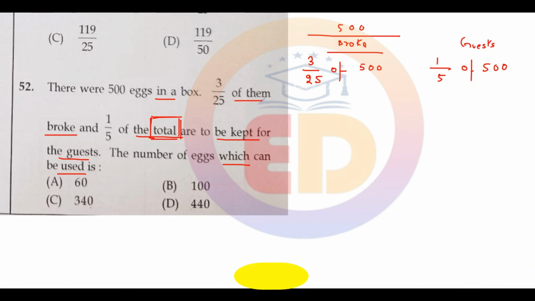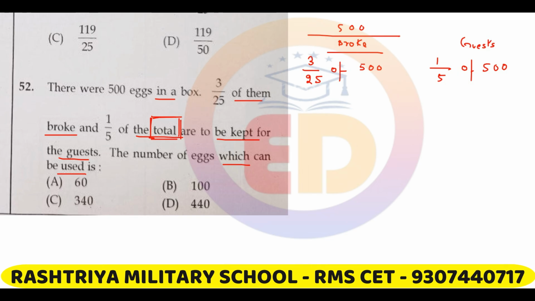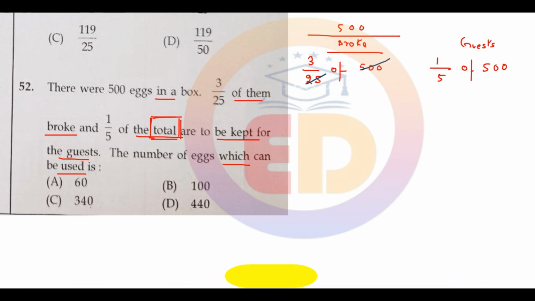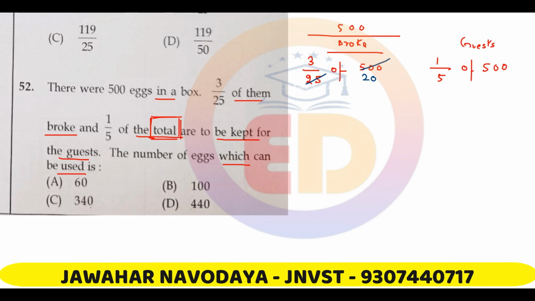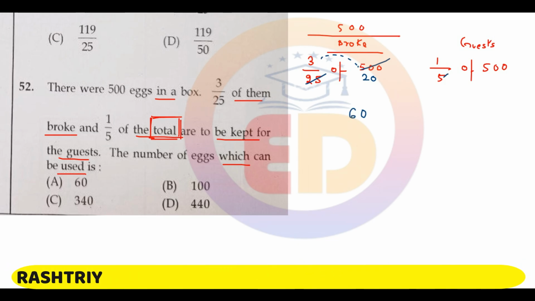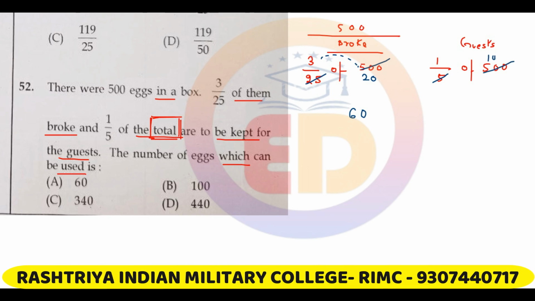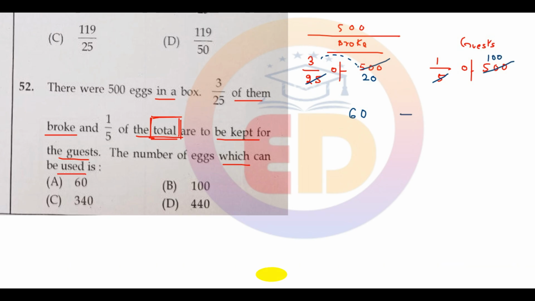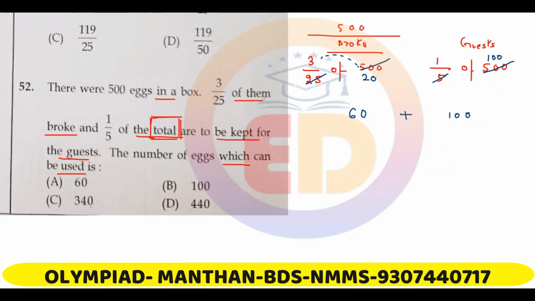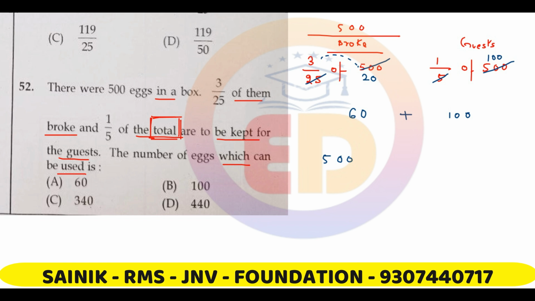Let's find out the answer. Divide them. This is 25 and 50 you divide. That's 25 2s are 50 and place a 0. 3 into 20 हम करेंगे. This is 60. 5 and 500 you divide. This is 100. So 60 eggs are broken and 100 are kept for guests. So total 160 are the eggs which cannot be used.